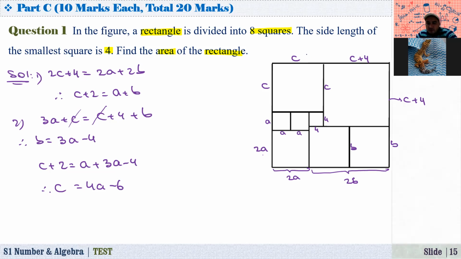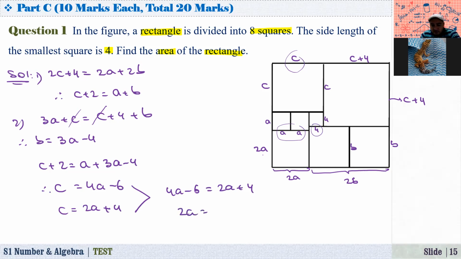At the same time, if you look here, the C is equal to 2A plus 4. So also C is equal to 2A plus 4. So these two things are equal. 4A minus 6 equals 2A plus 4. Take 2A to the left-hand side, negative 6 to the right-hand side, it is 10. So A is equal to 5.